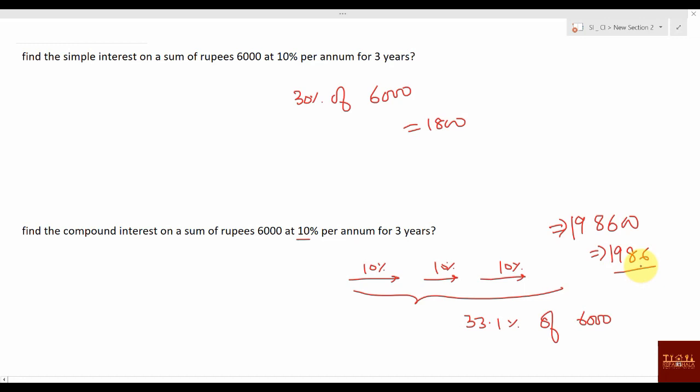Do you need some formula? Correct me if I'm wrong. A is something like P into (1 plus R by 100) raised to power n. Do you need to remember this formula? No. If you remember, forget it, because not even a single question am I going to use this formula.